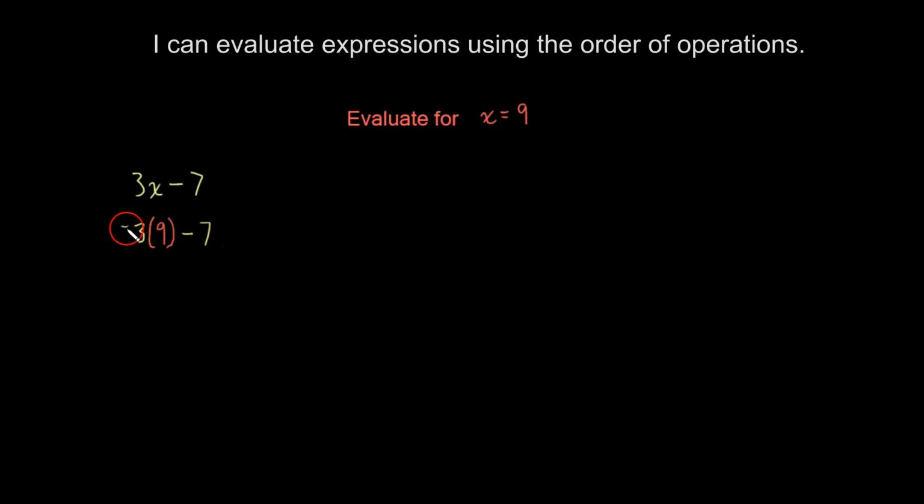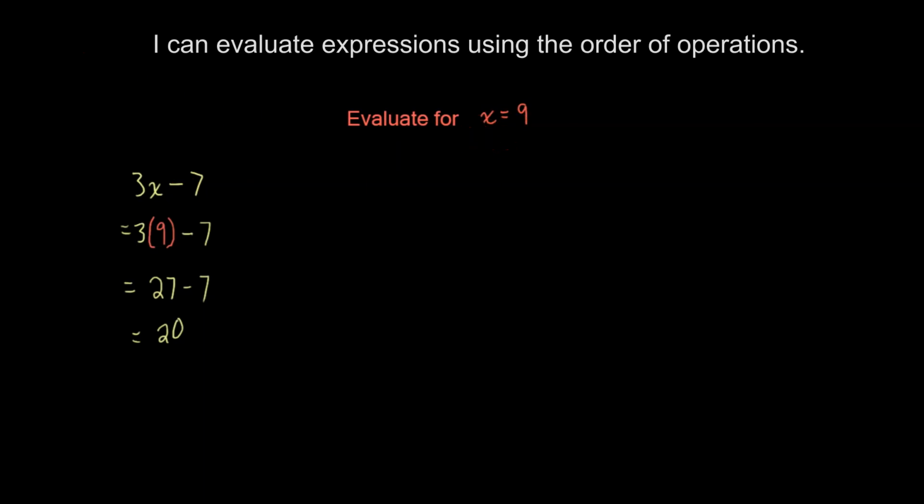And now I just need to follow my order of operations. I know that I need to multiply before I can subtract. So I take 3 times 9, which is 27, and I subtract 7 from that. So 3 times 9 is 27. Just bring down the minus 7. And I know 27 minus 7 equals 20. So that is how I would evaluate 3x minus 7 for x equals 9.